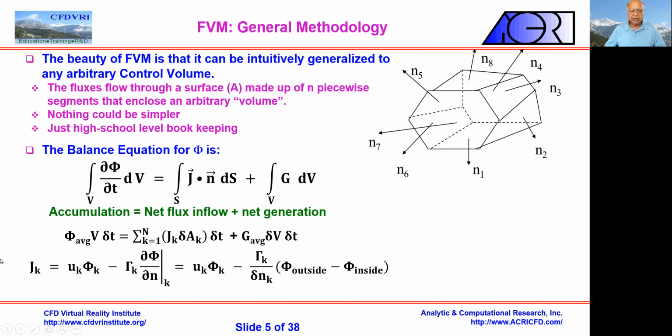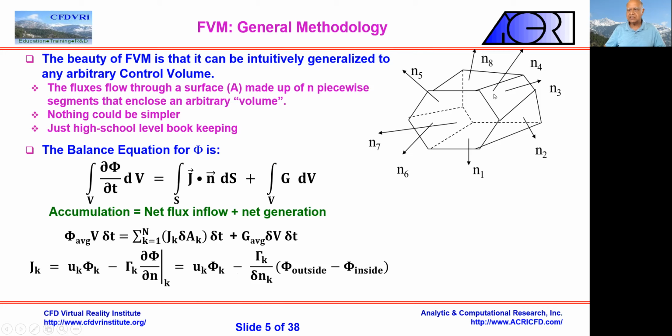So the flux can be composed of two parts: the convective flux, which is the velocity times the property, and then the diffusive flux, which is gamma, the diffusivity, multiplied by the gradient. We can represent the gradient using the distance between two points, one inside the tank and one outside the tank, right?